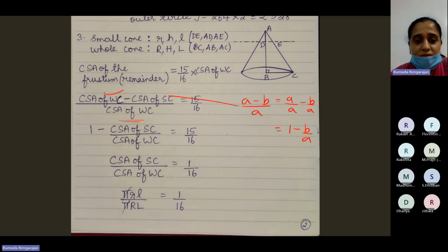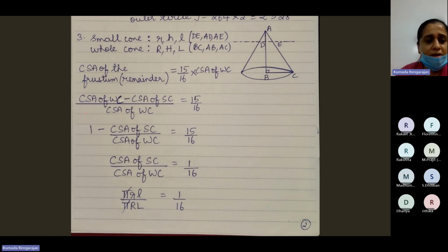Yeah, apply this one here. Now you can write that additional step. You can write CSA of whole cone divided by CSA of whole cone, minus CSA of small cone divided by CSA of whole cone. So CSA of whole cone by CSA of whole cone is 1, minus CSA of small cone by CSA of whole cone, is equal to 15 by 16.